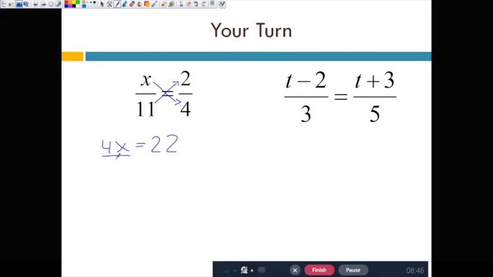Divide by 4 to get the variable by itself. So this cancels out, leaving me with x equals, and because it's a proportion, we can use a decimal. So what would be 22 divided by 4? 5.5.